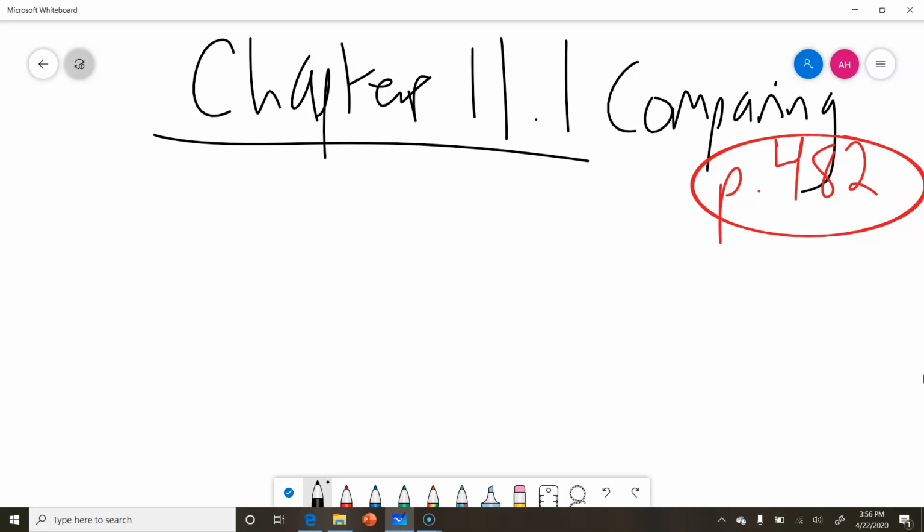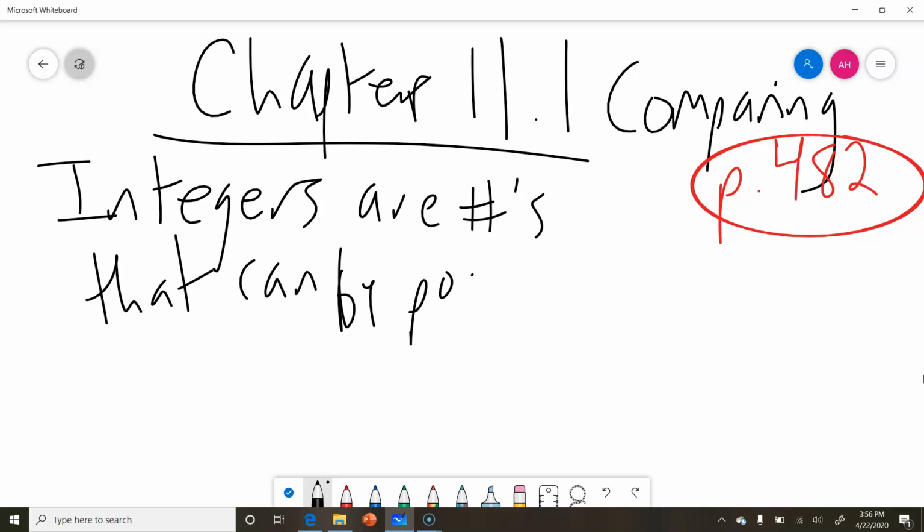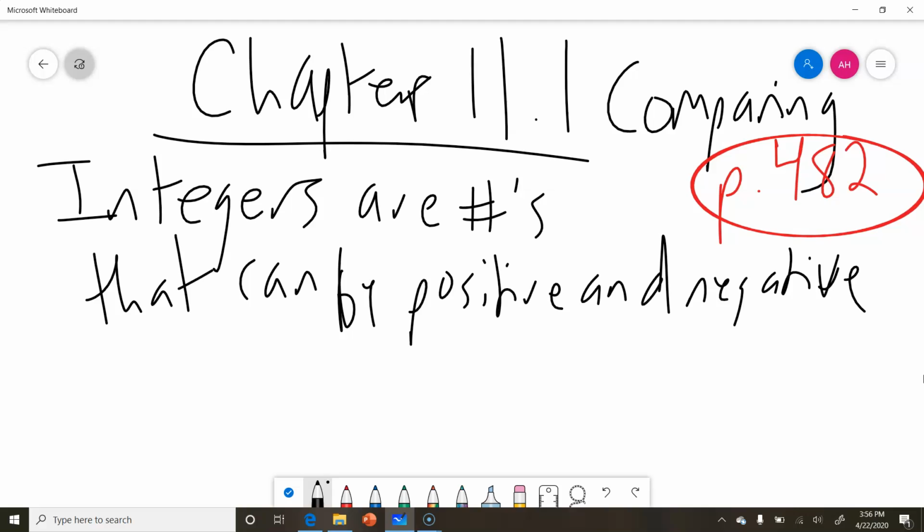Chapter 11.1, comparing. One of the things that we're going to learn in this chapter is integers. Integers are numbers that can be positive and negative. The way that we learn this is by looking at a number line. So integers are numbers that can be positive and negative.